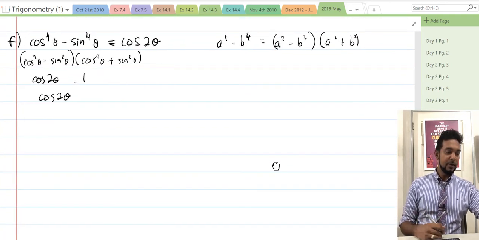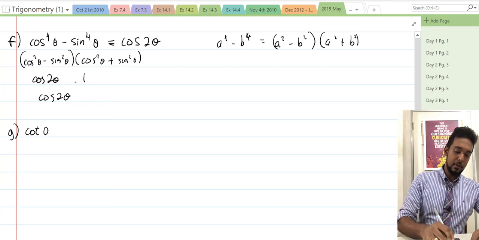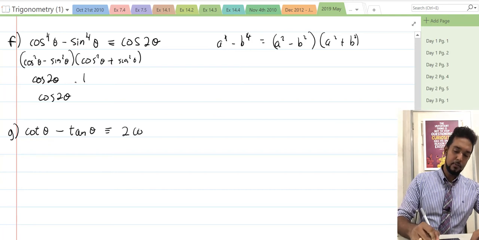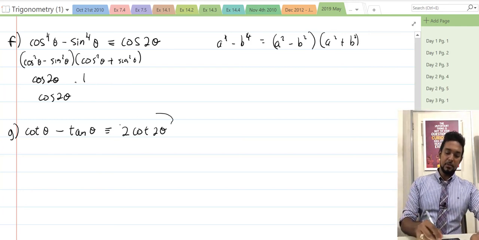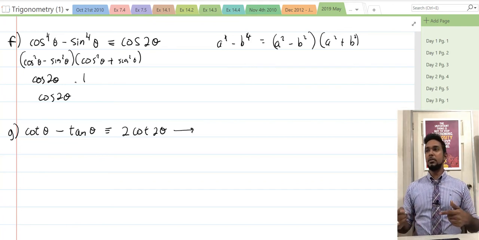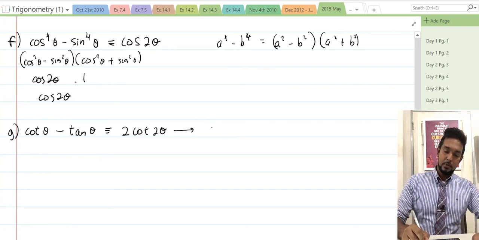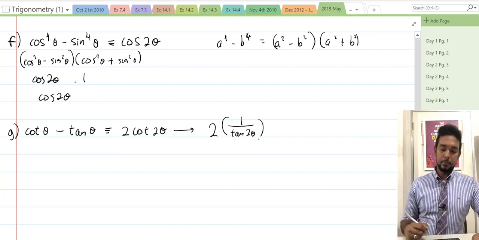Alright. Anybody try G? Yeah? Okay, let's take a shot at G. Alright, so we have cot theta minus tan theta identical to 2 cot 2 theta. Now they try to pull one over on us here, because look at what this is here. This is 2 cot 2 theta. Do we have any expansion for cot of 2a or sec of 2a? No, we don't. We have tan, right? But what's the connection between cot and tan? Cot is 1 over tan. So this is the same as 2 multiplied by 1 over tan 2 theta.